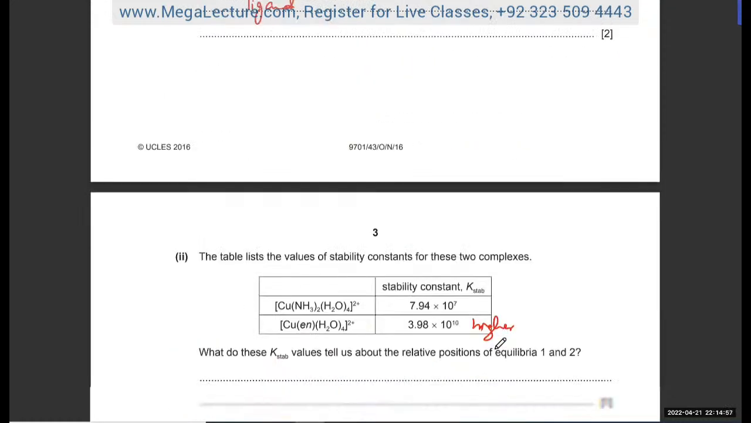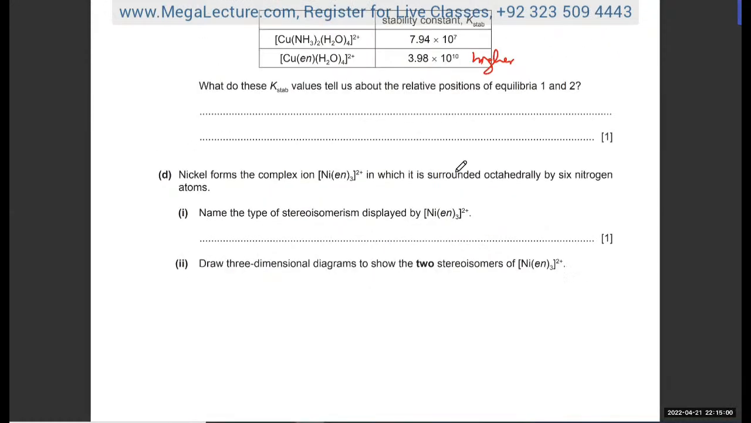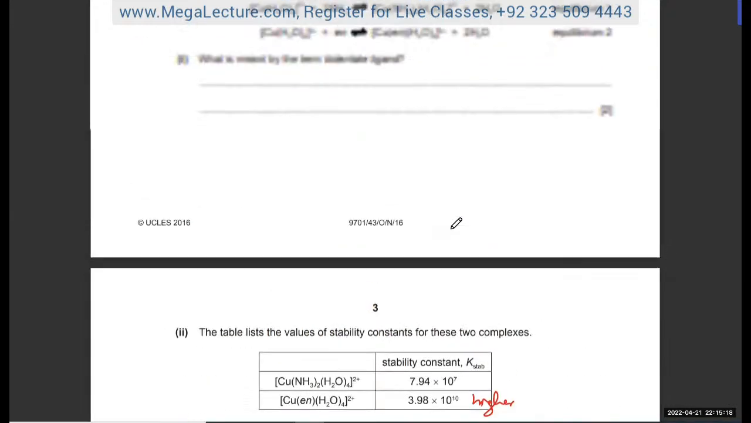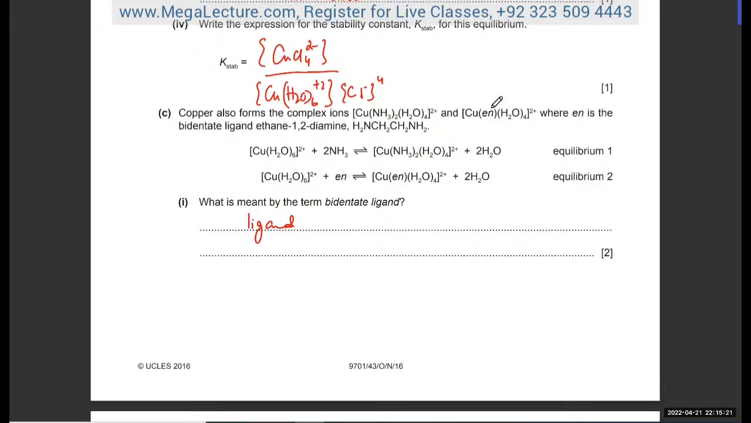Coming back to this, for the 1 marker, you're just going to quote whatever the position is. Next one is nickel forms the complex ion nickel En 2+, in which it is surrounded octahedrally by 6 nitrogen atoms. Name the type of stereoisomerism displayed, and draw a 3-dimensional diagram to show the 2 stereoisomers. En is this diamine.